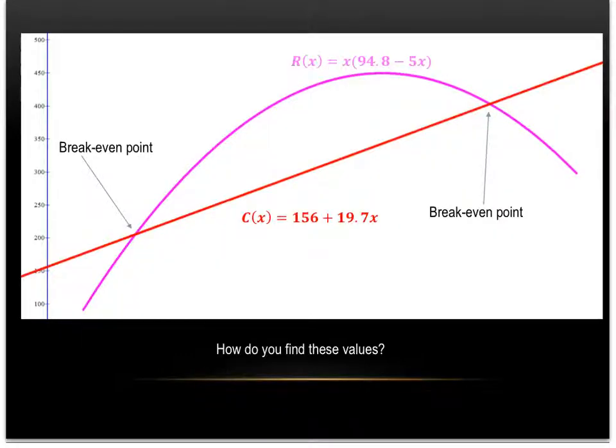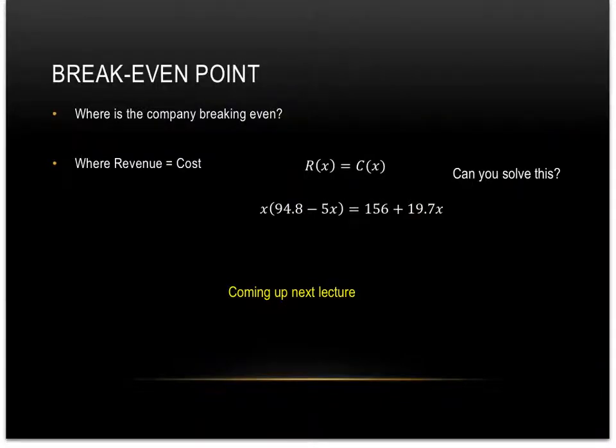The break-even point is where revenue equals cost. So if you graph it, it's these points right here. That would be your break-even points. How do you find these values? Do you remember that? Well, we just said where revenue equals cost, so we would set these two equations equal to each other, and coming up in the next lecture, we would see how would you actually solve that.